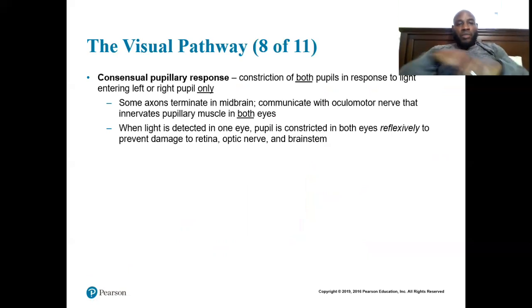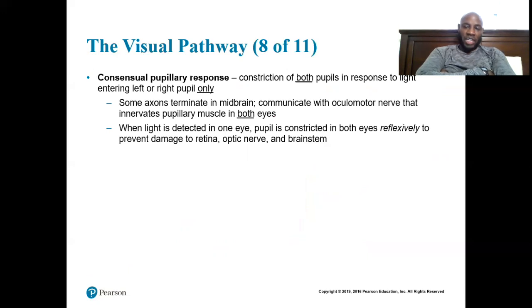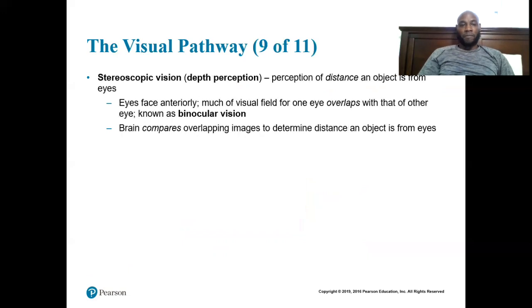All right, consensual pupillary response is constriction of both pupils in response to light entering the left or right pupil only. So some axons terminate in the midbrain and communicate with the oculomotor nerve that innervates the pupillary muscles in both eyes. When light is detected in one eye, the pupil is constricted in both eyes reflexively to prevent damage, right? So if I see bright light, even if I see it just with my right eye, both eyes will constrict to protect my eyes.